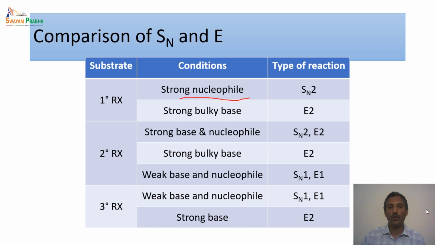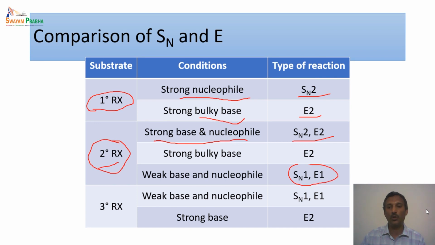When we talk about a nucleophile, a strong nucleophile favors SN2 reaction, and a strong base or a bulky base favors E2 reaction in the case of primary alkyl halides. And in the case of secondary, a strong base and a nucleophile favors both the reactions, SN2 and E2. So that is why secondary alkyl halide reactions are more complicated than the primary or tertiary, because they can undergo reaction both by the SN1 mechanism and the SN2 mechanism.